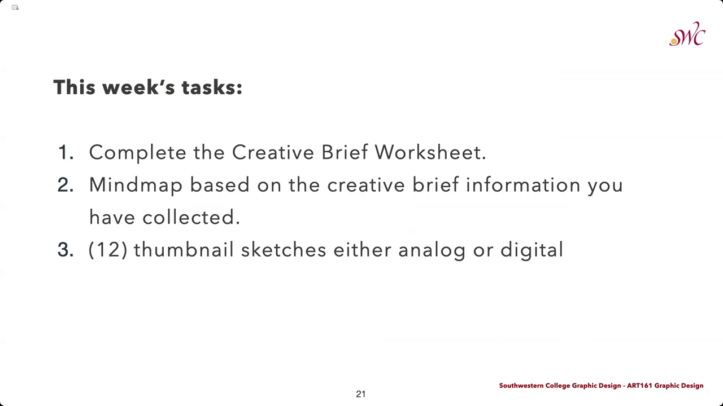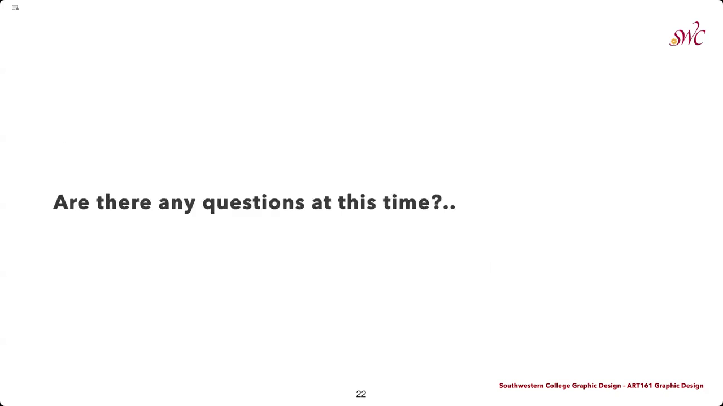So this week's task is to complete the creative brief worksheet, to work on your mind map based on the creative brief information that you have collected, exploring different words and ideas that are representative of the why of your company, and then beginning to create 12 thumbnail sketches that are either analog, meaning hand-drawn, or digital. So that is a good place to get started for this week. If there are any questions, please reach out.